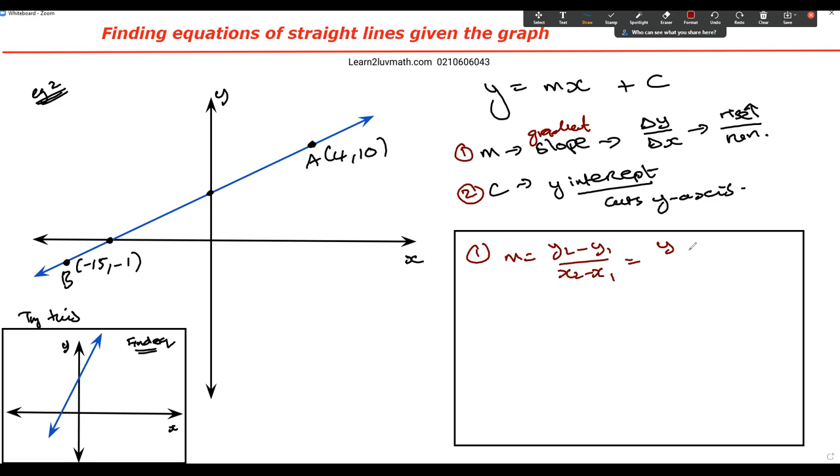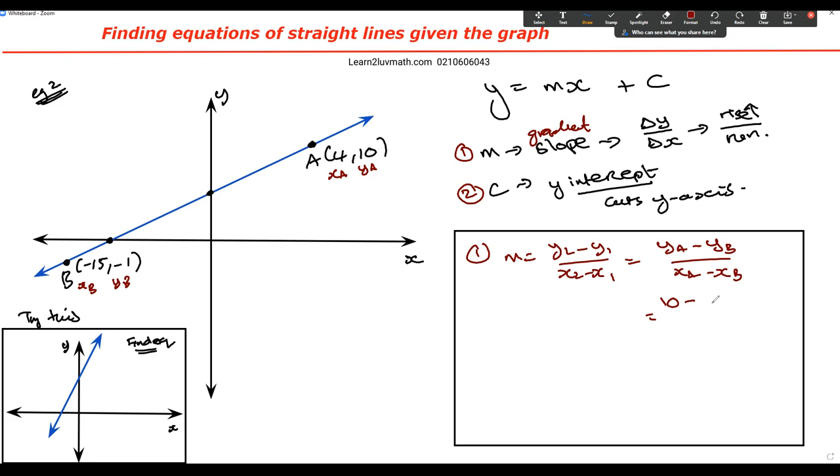In this case, we could just say ya minus yb over xa minus xb. Ya, I can see, would be this y value over here, and xa would be that x value there. Yb will be that y value, and xb will be that value. So let's substitute it carefully in here, taking into account signs.